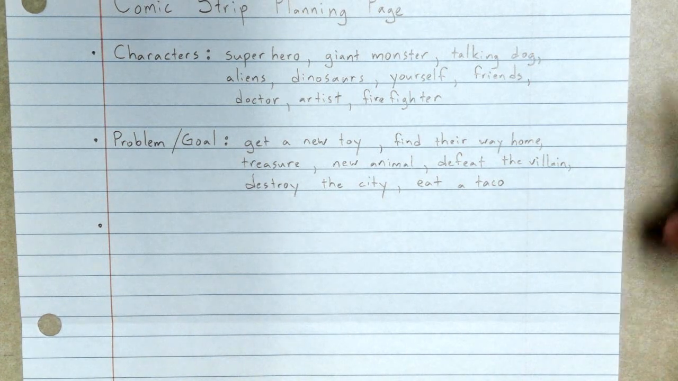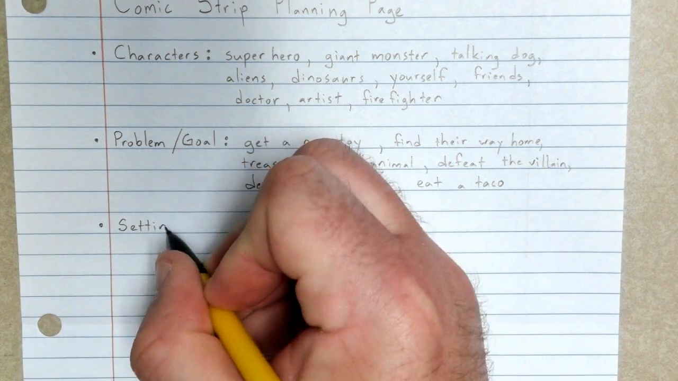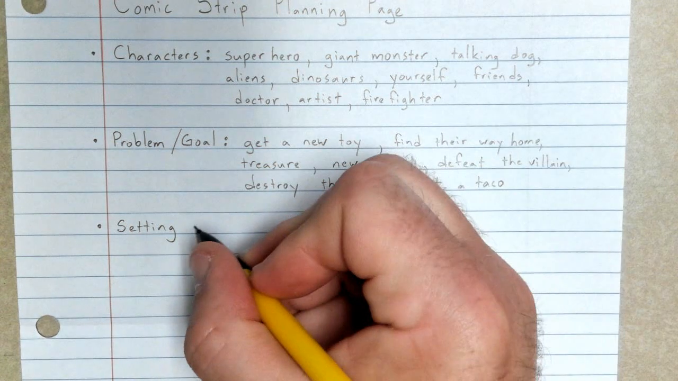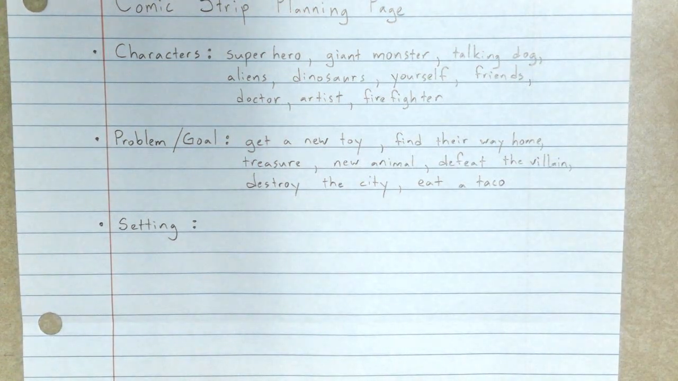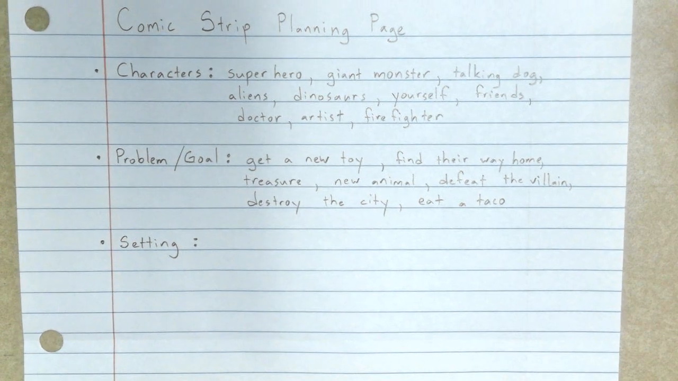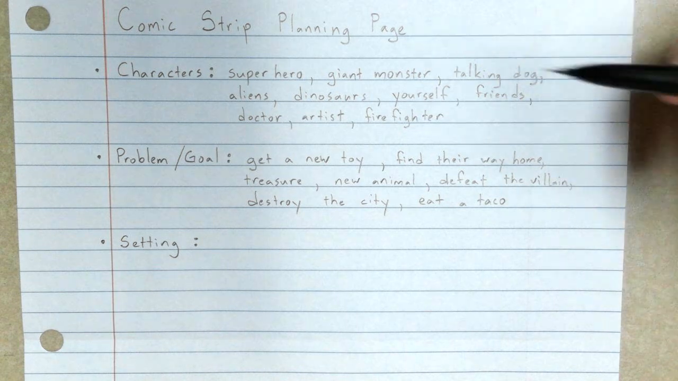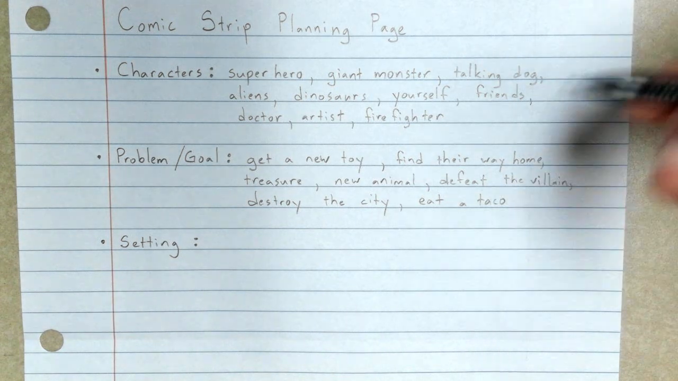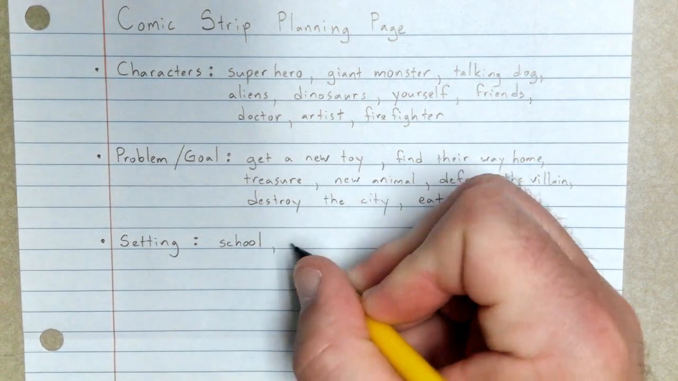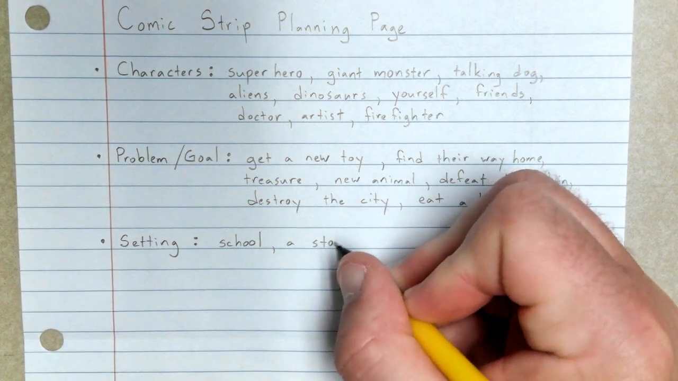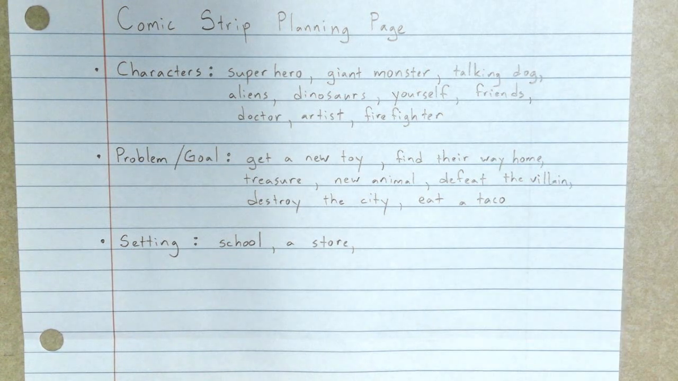Our last section. We want to think about setting. Okay. Setting is where a story takes place. Could also be when a story takes place. But usually we start with the where. We start with the location. Okay? And again, it can be something real. School. A store. Okay? Or it can be a little more unusual.